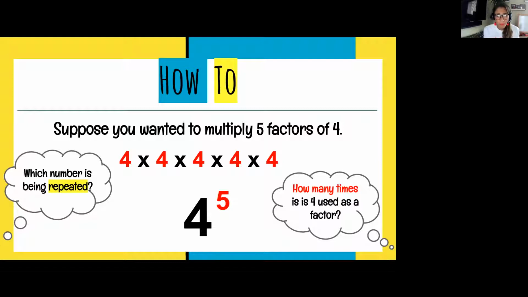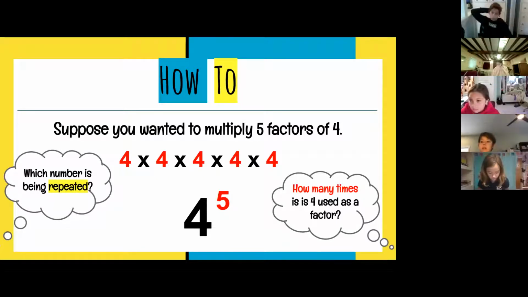But instead of writing 4 times 4 times 4 times 4 times 4, I just narrowed my problem down. I simplified it to tell myself 4 is my only factor. There's no other factors. And that little tiny 5 there, instead of writing 4 over and over, that little tiny 5 is going to tell me how many times I'm using 4 as a factor.